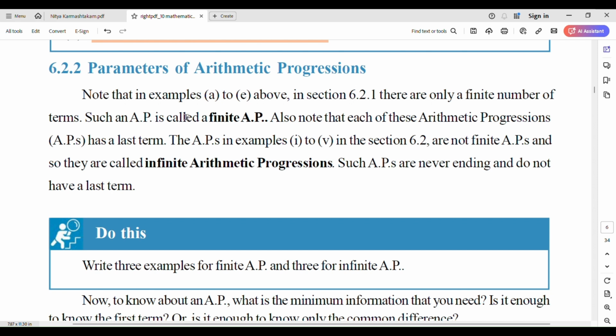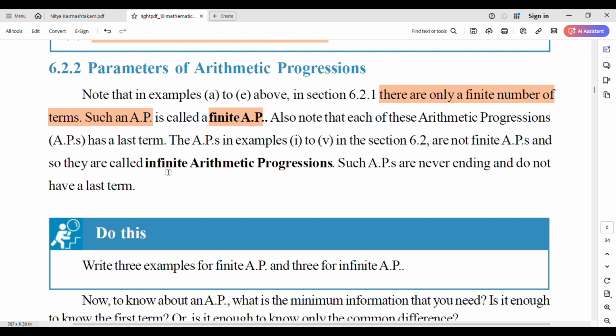If the series of numbers is finite, if there are only a finite number of terms in an arithmetic progression, it is called a finite AP. Let's say the 7 table up to 10 terms, that is 7, 14, 21, and so on up to 70. There are only 10 terms. This is called a finite arithmetic progression.